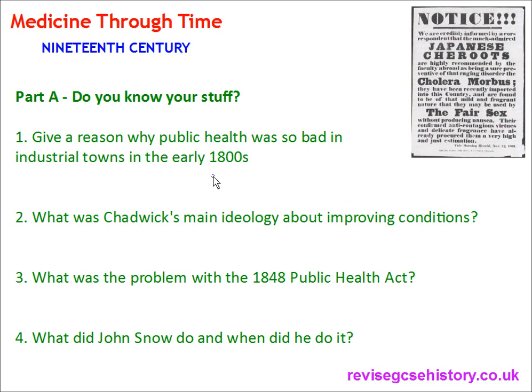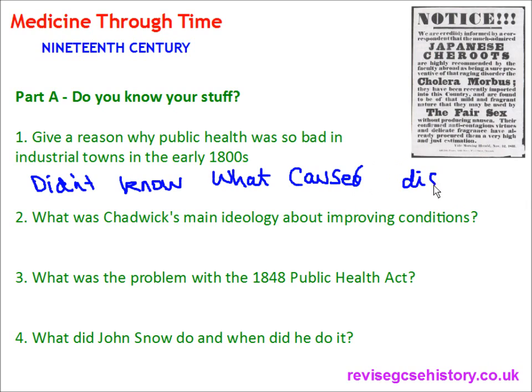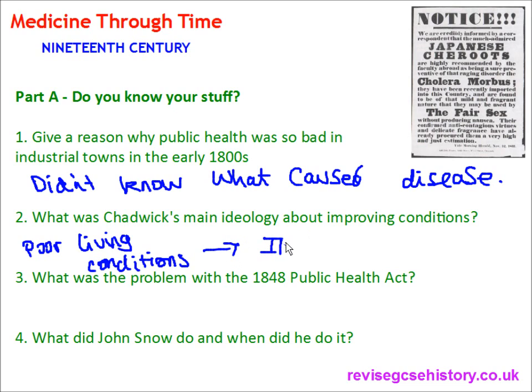Okay, so question 1 from part A. Give a reason why public health was so bad in industrial towns in the early 1800s. People didn't know what caused disease. I'd say that's probably the most important. So they didn't know dirt was causing disease. What was Chadwick's main ideology about improving conditions? Well, he said that poor living conditions cause ill health, and they cause poverty. I think the way I phrased it on my slide is that poverty is caused by ill health, which is caused by the poor living conditions of the poor.